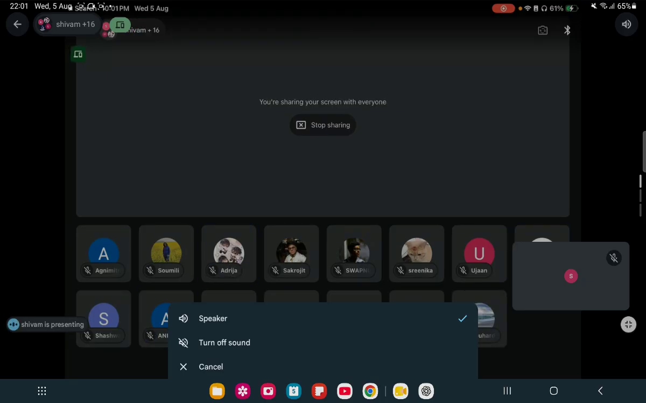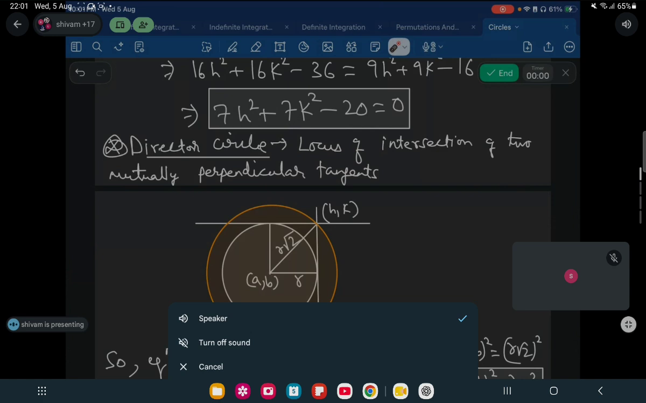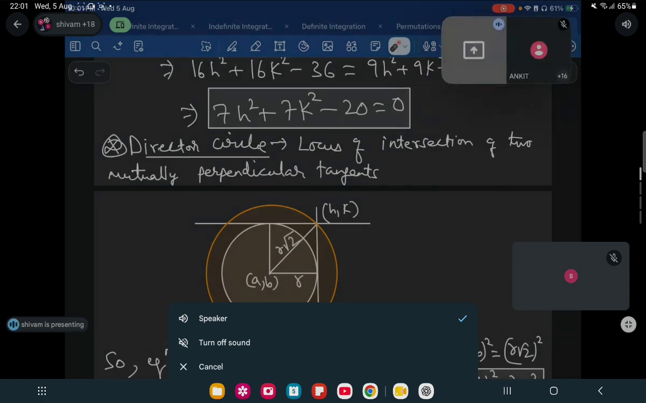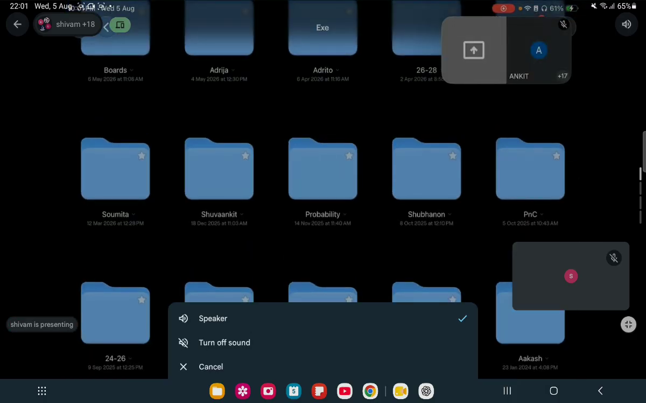Okay, let us start. Last day I had completed indefinite integral and I had started with definite. Can everyone see my screen? Tell me. I had given some homework questions. Let us discuss.